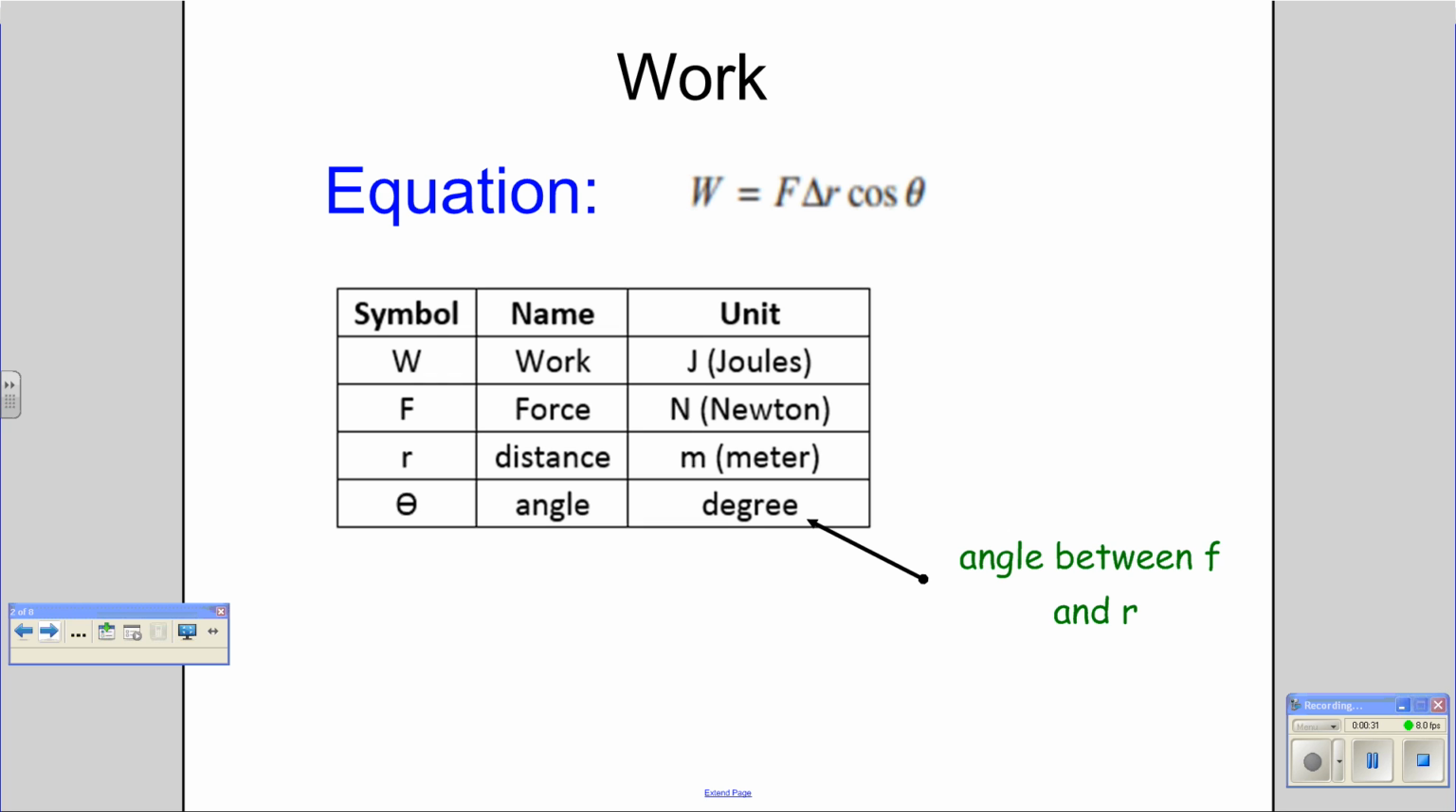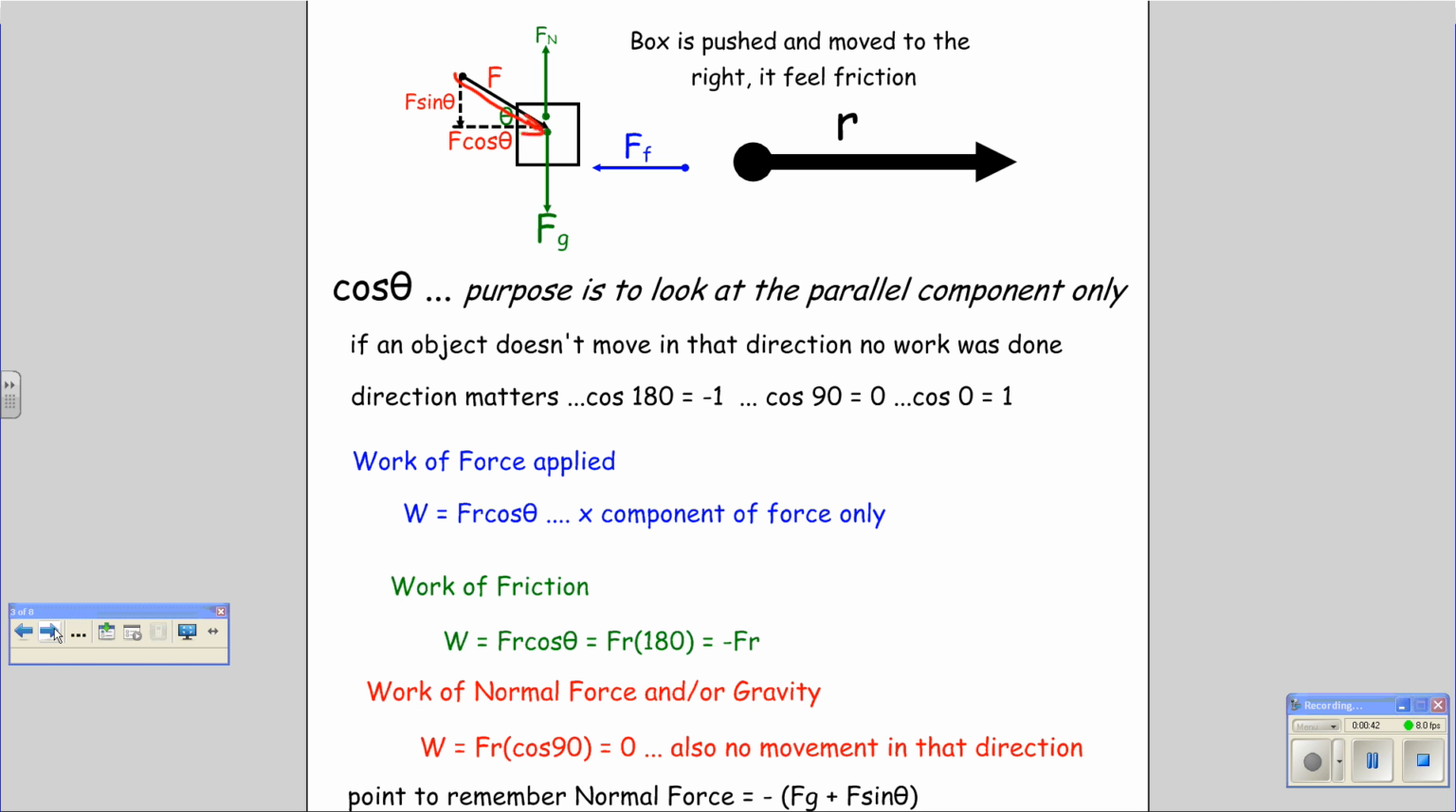Because as you see from this equation, if you have zero distance moved, then you have zero work. Now the cosine theta, its purpose, the reason it's part of the equation, is because you're only looking at the parallel component. If an object doesn't move, then no work is done.